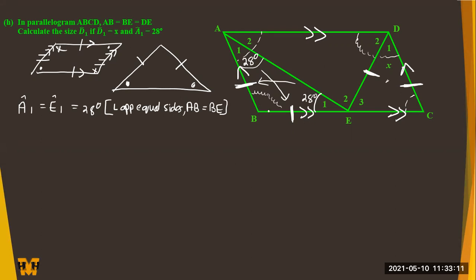Then what else can we work out? We can actually work out angle B now with the interior angles of a triangle. So A plus B plus E1 is equal to 180 degrees, interior angles of a triangle. And then we just fill in the actual values.